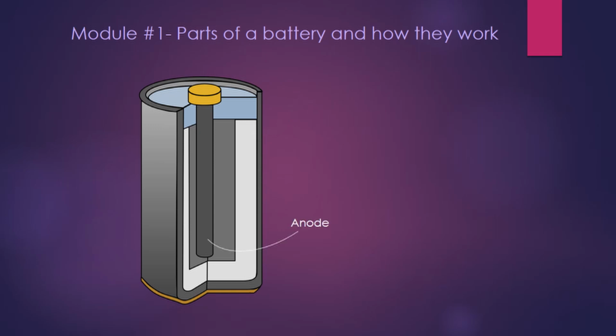The next material required for a chemical reaction to take place is called the anode. The anode is a metal used in the oxidation chemical reaction. More on this type of reaction later. Lastly, the electrolyte. Sandwiched in between the cathode and the anode is a liquid or paste used in both the oxidation and reduction chemical reactions.